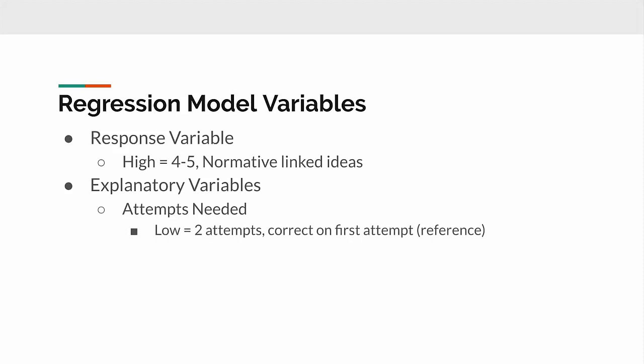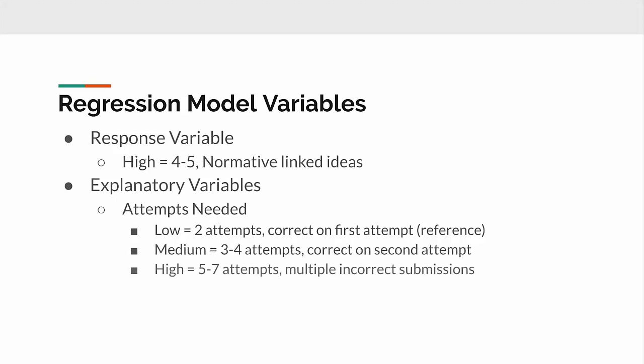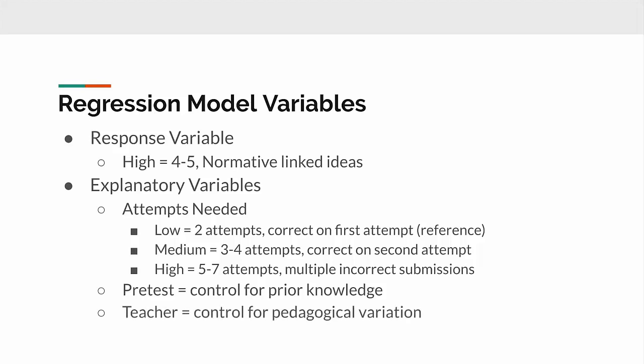So low, students were able to answer both multiple choice items on their first attempt. Medium, they needed 1 or 2 attempts to answer both correctly. And then high, which would correspond to students submitting multiple incorrect answers or needing lots of attempts before getting the answer correct. And then we also used the performance on a pretest to control for prior knowledge, and we had a teacher variable to control for the pedagogical variation across the teachers in this study.